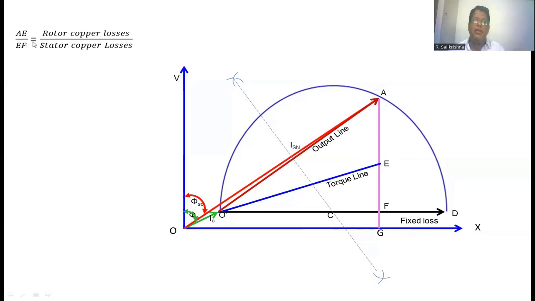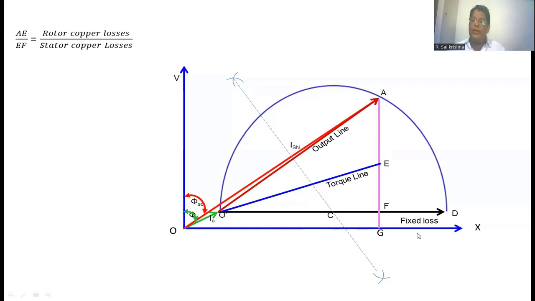AE by EF is equal to rotor copper loss by stator copper loss. Suppose you know the rotor copper loss and stator copper loss, then we can divide this. Generally, we take the rotor copper loss and stator copper loss as equal, so we have to divide this length equally. That point is nothing but E. From the point E, you have to draw one line by joining O dash. This line is nothing but the torque line.